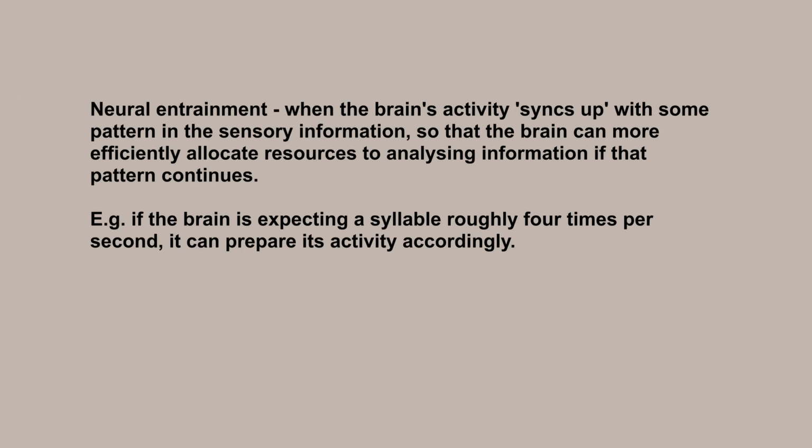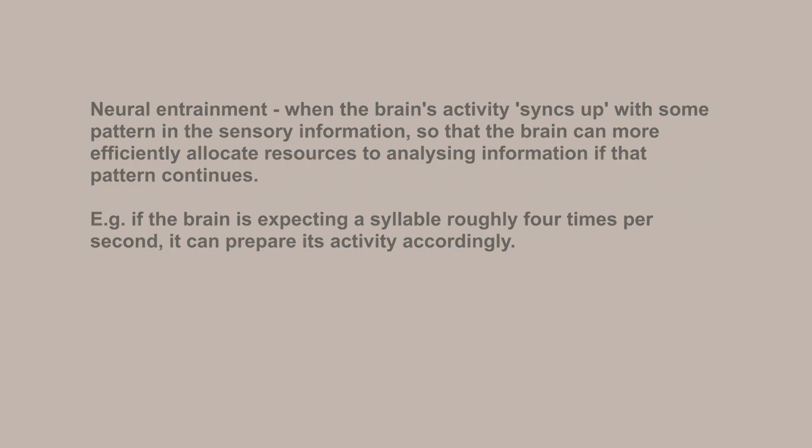This is something called neural entrainment, where if you're sensing something happening that seems to be repetitive and happens at a certain rate, in order to use its resources most efficiently, part of the brain will work out how frequently the thing is happening and anticipate it happening at that rate, so that it can allocate its resources most efficiently and at the right time to process it. I'm not an expert in entrainment, so by all means correct me if you think I've explained that badly.